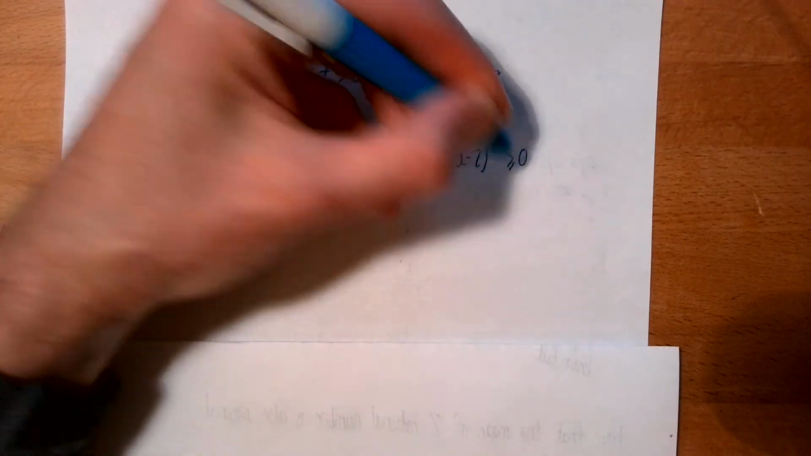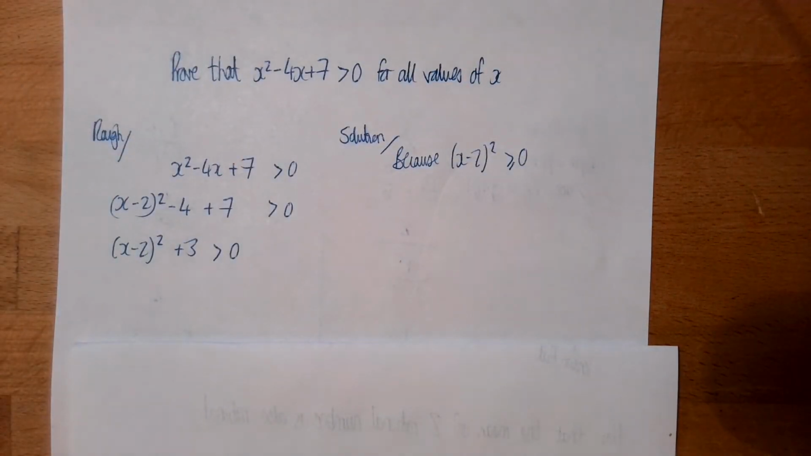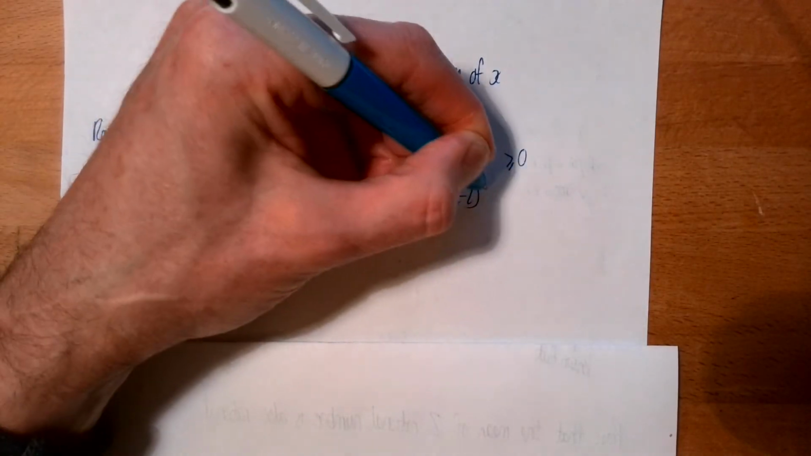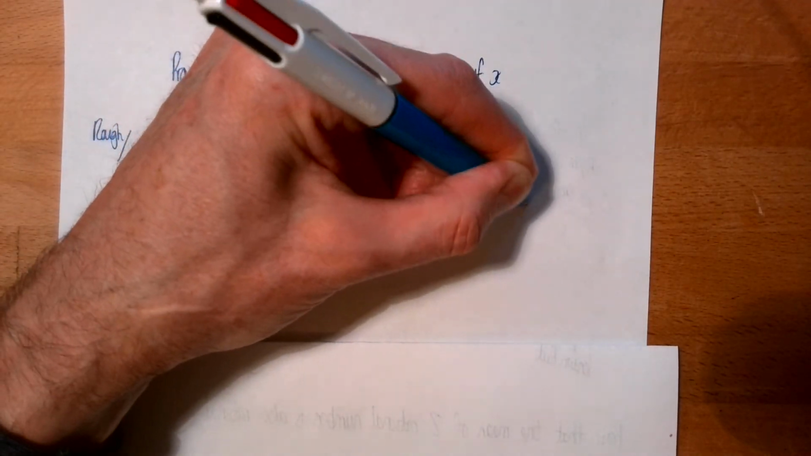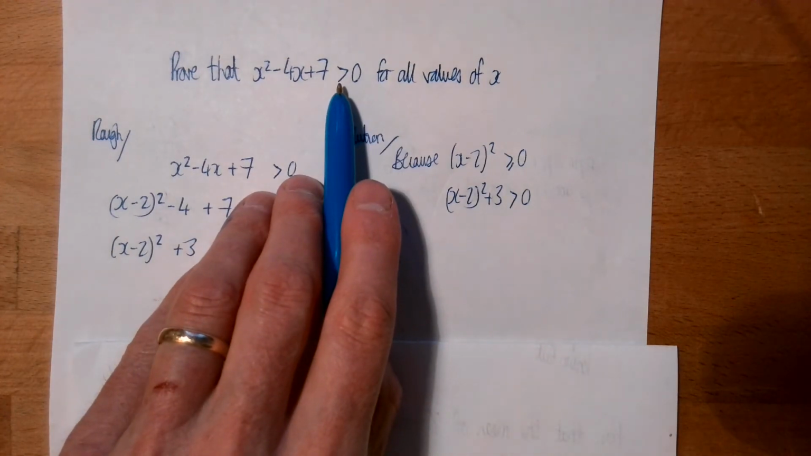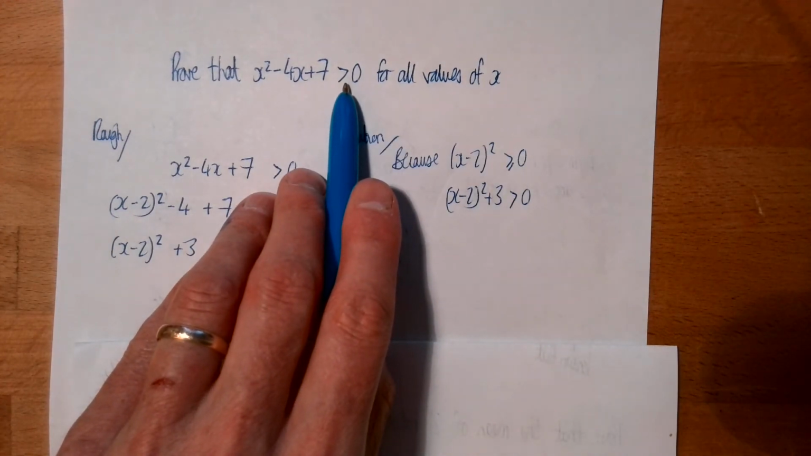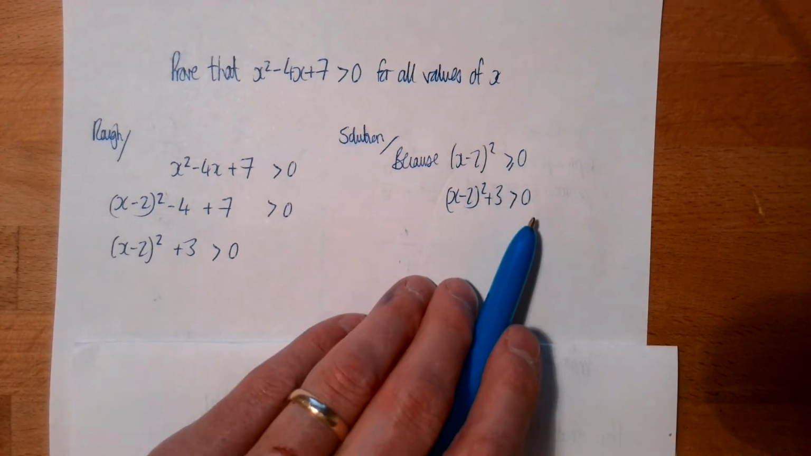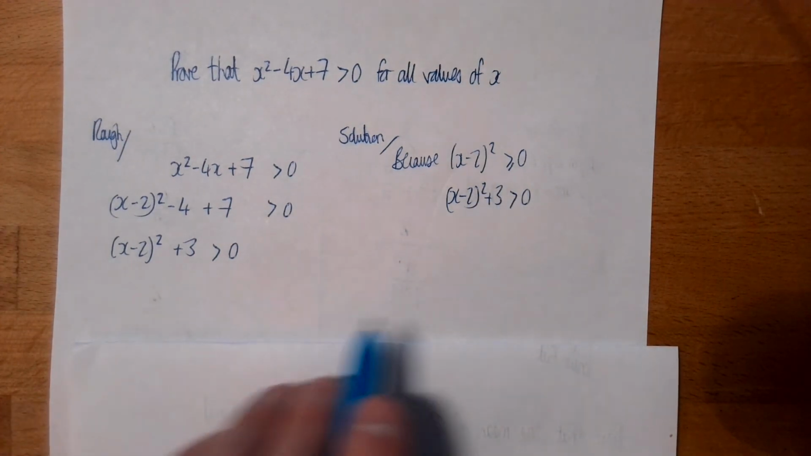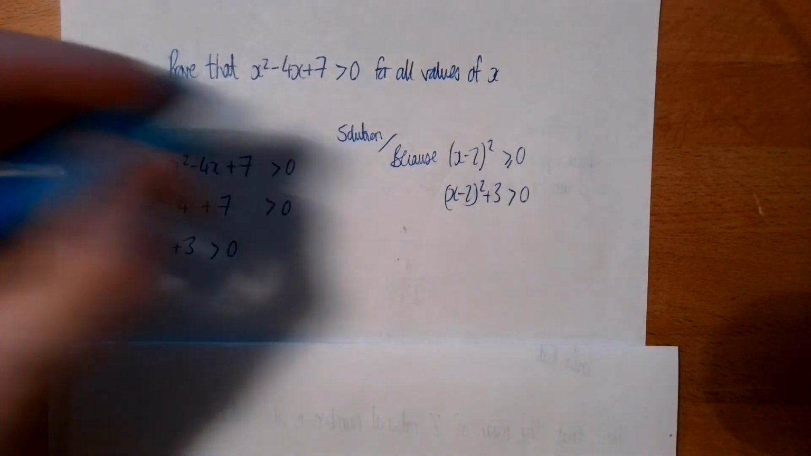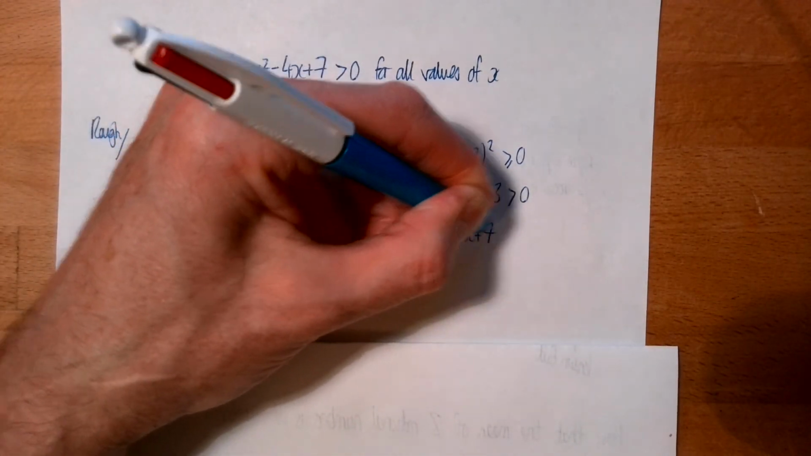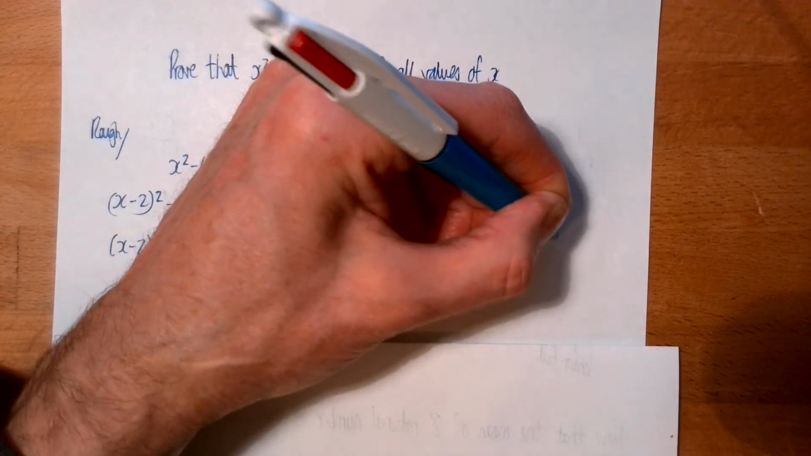So I'm actually going to put greater than or equal to 0, and then x minus 2 squared plus 3 is greater than 0. So I'm only doing that slightly differently because this time I've got to prove it's greater than, not greater than or equal to. If this is greater than or equal to 0, if you add 3 to it, then it's bound to be greater than 0. Show that that multiplies out to get that, minus 4x plus 7 as required.